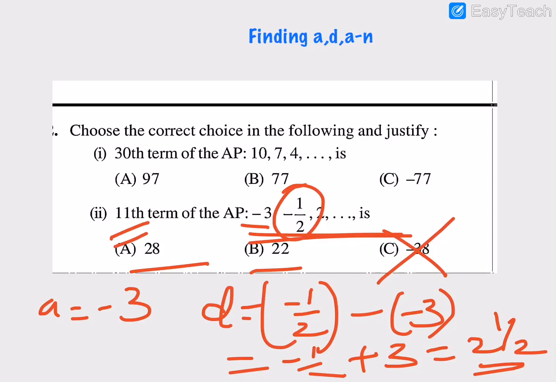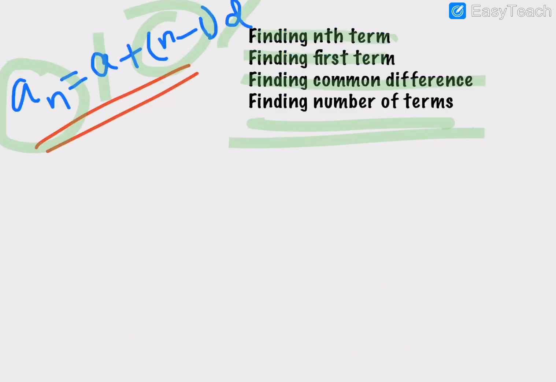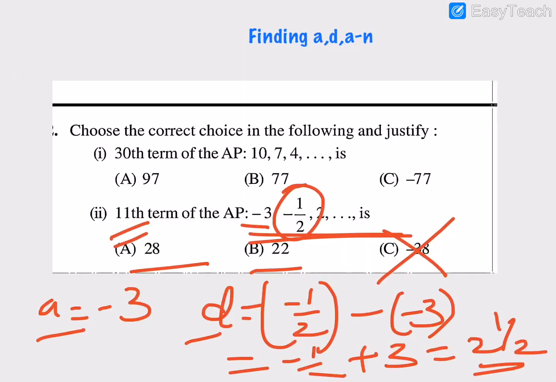Just work out this sum. You have the d value. Once you substitute in a plus 10d, you will get the value of a11. So this is what we have learned in our earlier classes. Today our prime concentration is on finding n, that is the number of terms in a particular question.